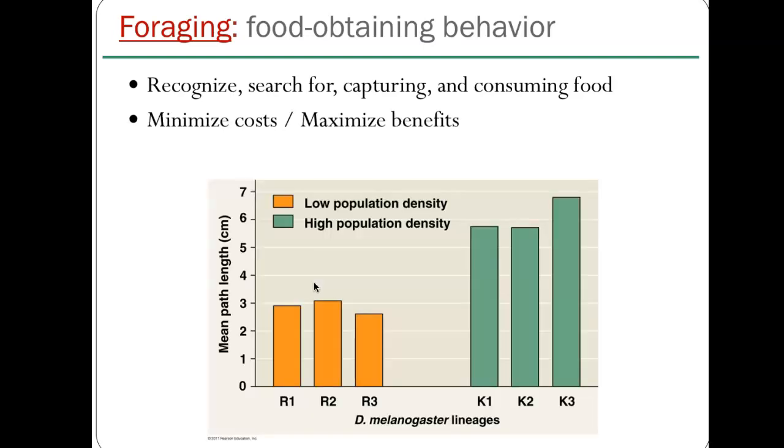All right, another behavior is foraging. This is food obtaining behavior. Obviously, it's innate to want food, but a lot of times foraging behavior can be learned from others in the population. Foraging behavior is just recognizing, searching for, capturing, and consuming food. And obviously, you're going to want to minimize costs and maximize benefits. An example of minimizing costs and maximizing benefits is, of course, I'm going to talk about bees.